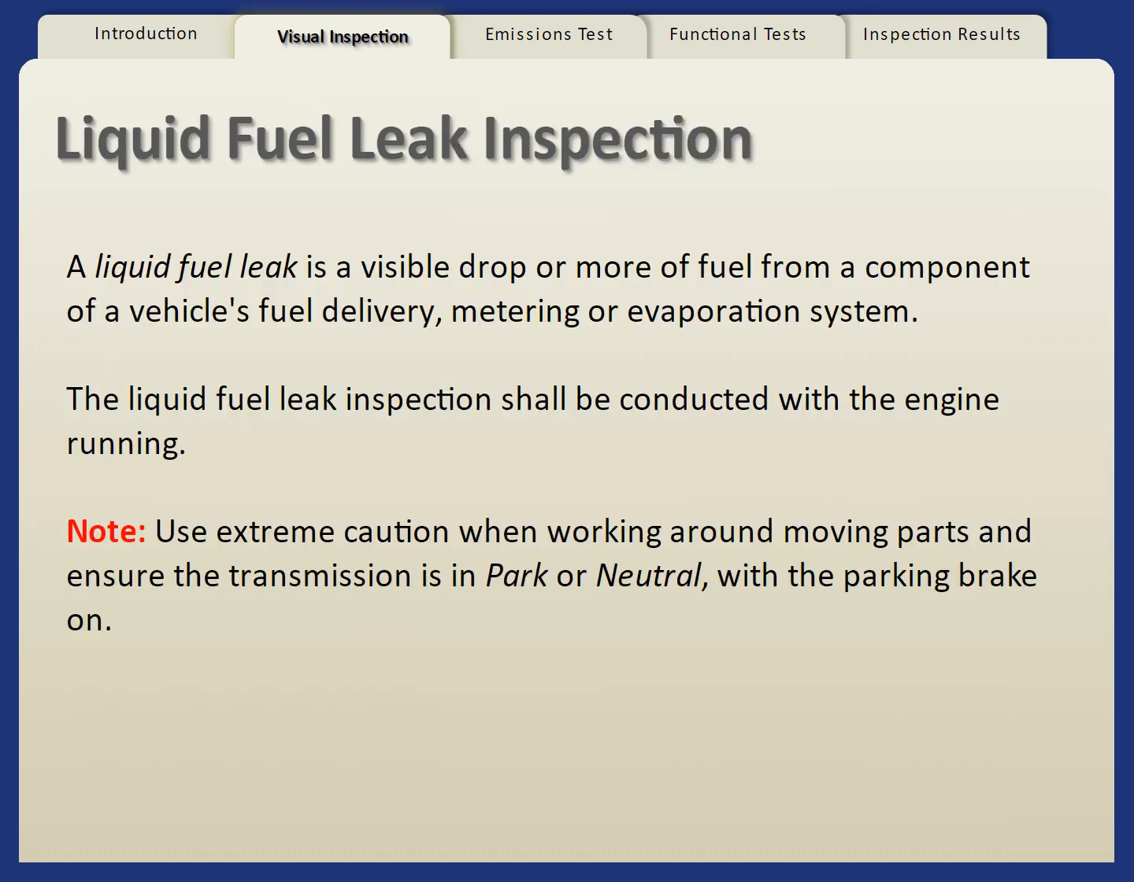A liquid fuel leak means any fuel emanating from a vehicle's fuel storage, delivery, metering, or evaporation system in liquid form that has created a visible drop or more of fuel. The fuel leak can be visible on a component of a vehicle's fuel delivery, metering, or evaporation system, or has created a puddle on, around, or under a component of a vehicle's fuel delivery, metering, or evaporation system.